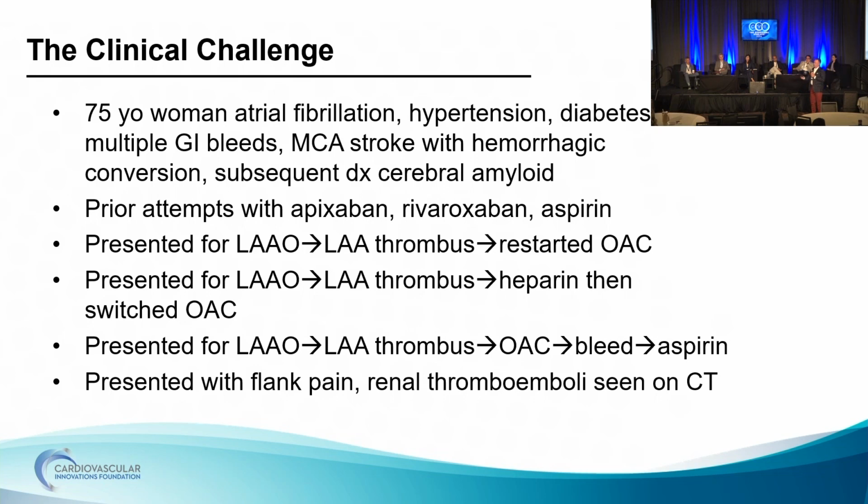So we did that. Then she had another GI bleed. Then we said, all right, we're stuck between a rock and a hard place. You'll just live on aspirin. And so she went home on aspirin, and then a couple months later showed up in the ER with flank pain and thromboemboli to her kidneys. So now what do we do? Imaging.